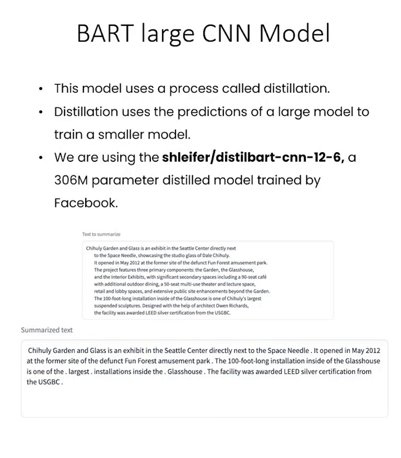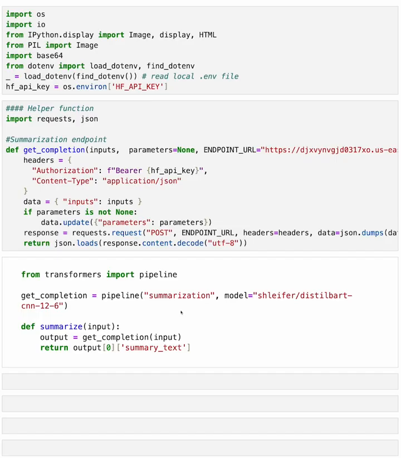Another way to improve cost and speed is to create a smaller version of the model that has a very similar performance. This is a process called distillation. Distillation uses the predictions of a large model to train a smaller model. So the model we're using, DistillBart CNN, is actually a distilled model based on the larger model trained by Facebook called BART Large CNN. For this course, we're running these models on a server and accessing them through API calls.